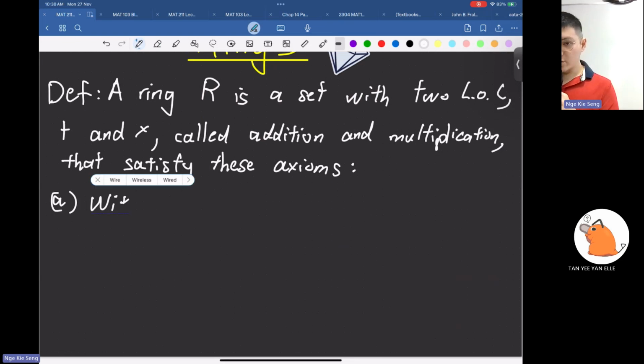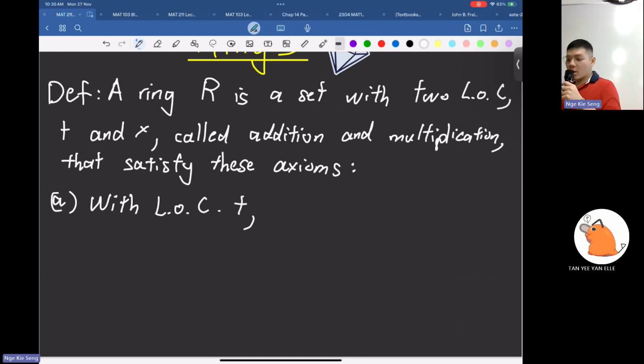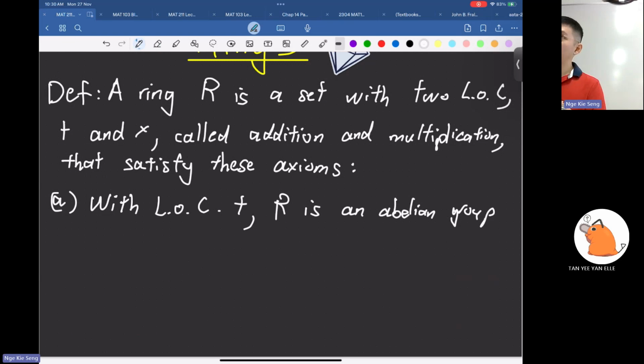So with respect to the law of composition of plus, we want this R to be an abelian group. Meaning what? Meaning when I add, the addition is commutative, right? Abelian. And then what does it need to satisfy as a group? Every element must be invertible. Identity is in there. And then what else? Associative. Addition is associative.